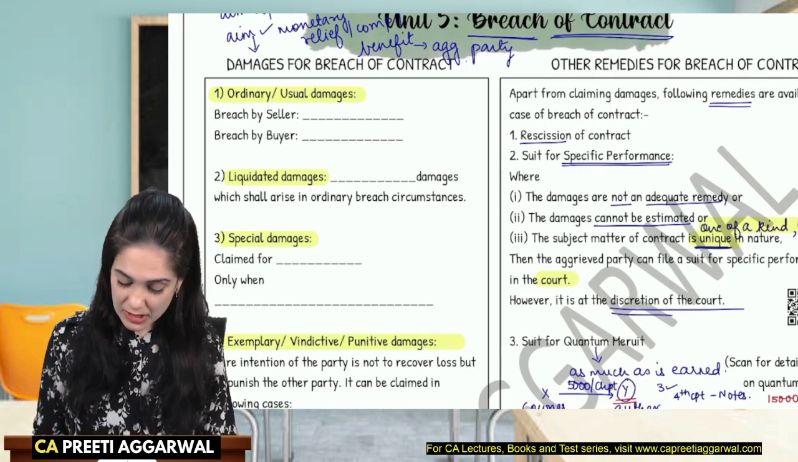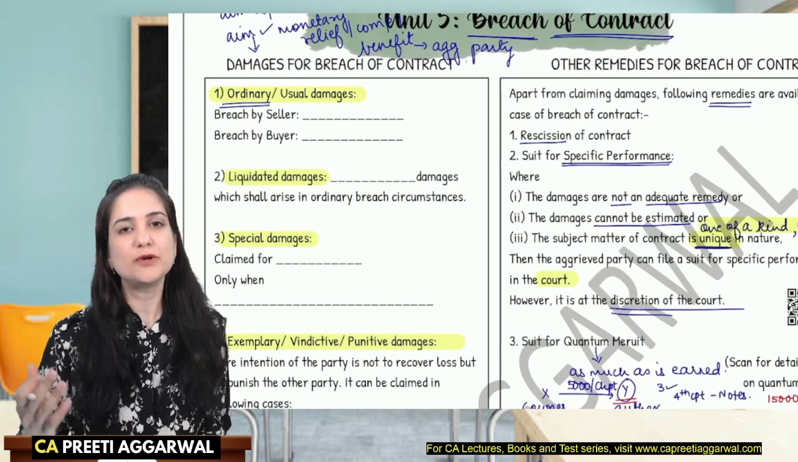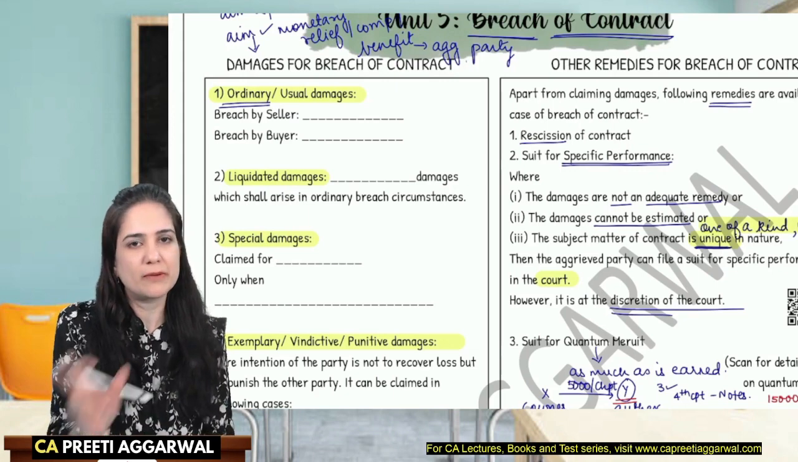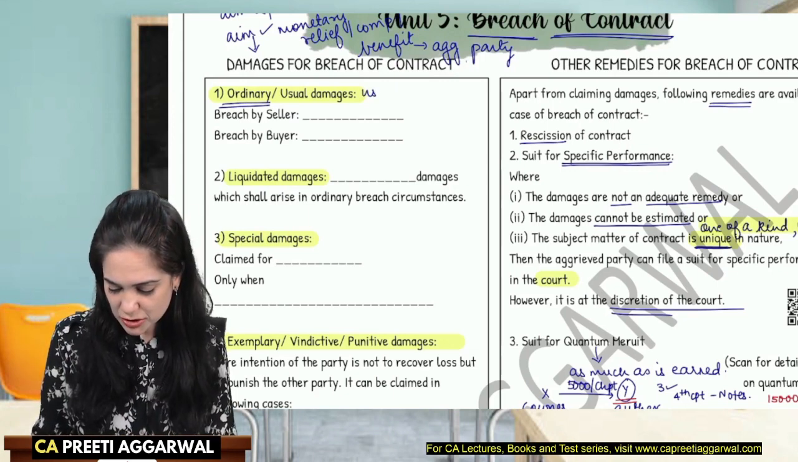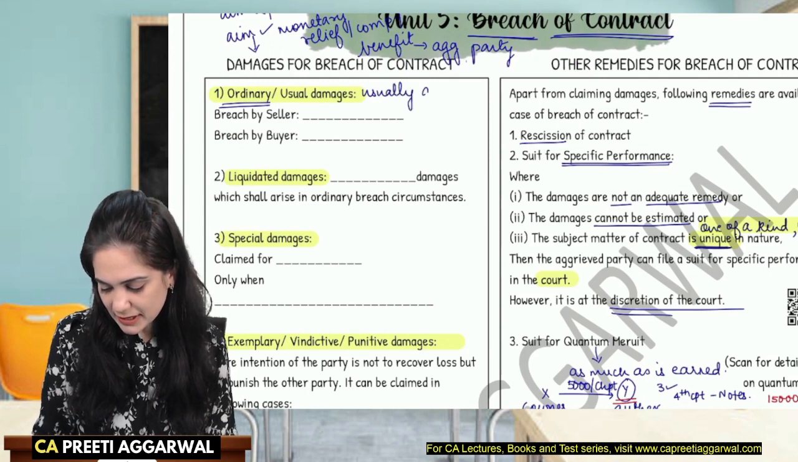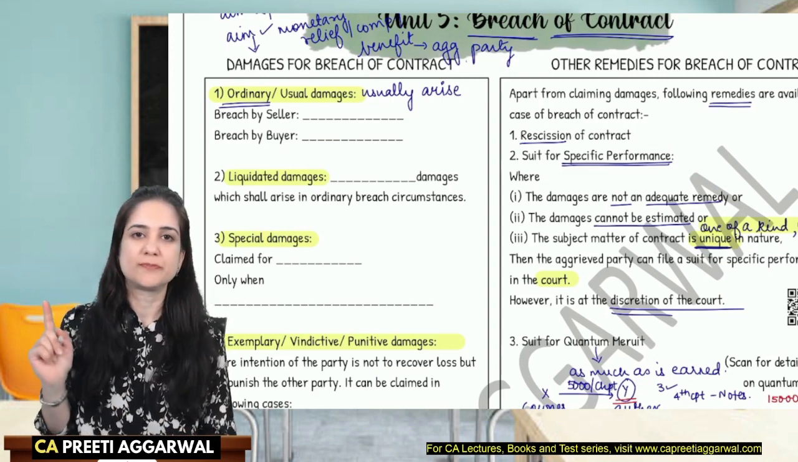committing breach. Now, these ordinary damages are those damages which naturally arise due to breach of contract. Breach हुआ है इसीलिए damage हुआ है, breach नहीं होता तो damage भी नहीं होता. So these damages are those damages which usually arise in the course of things from breach of contract. So this is as a result of breach.